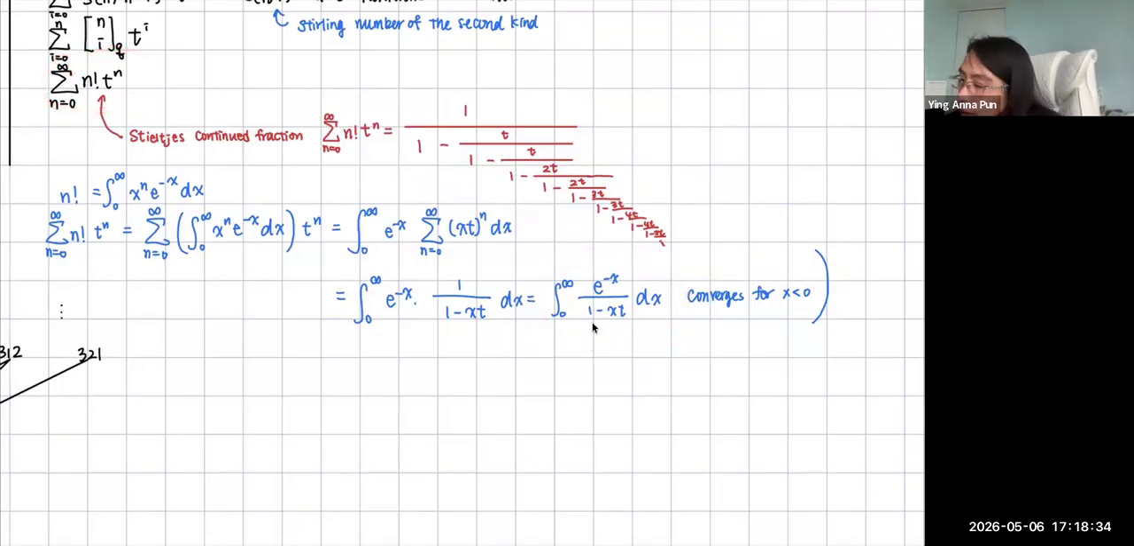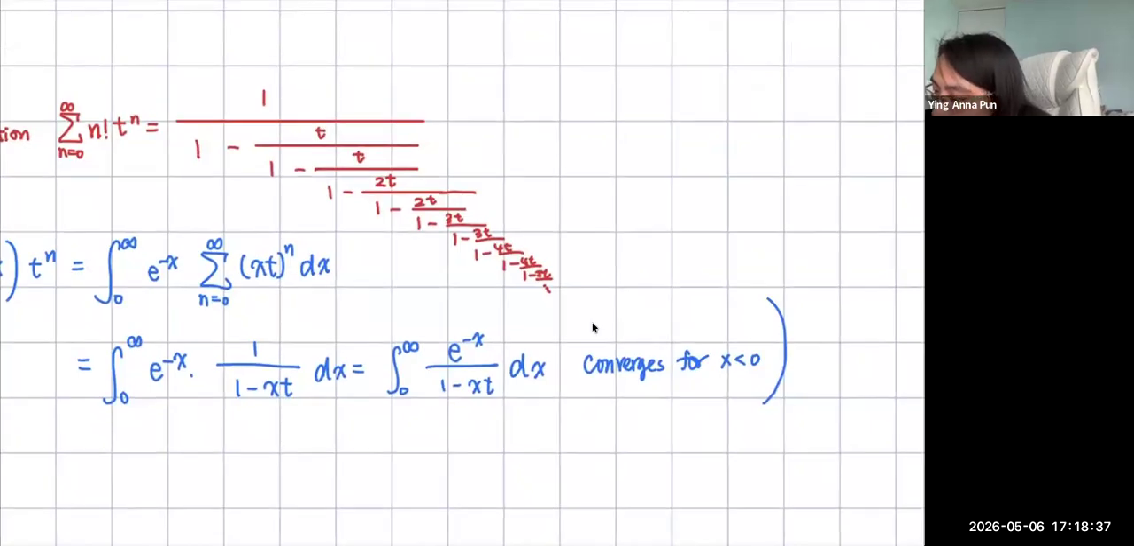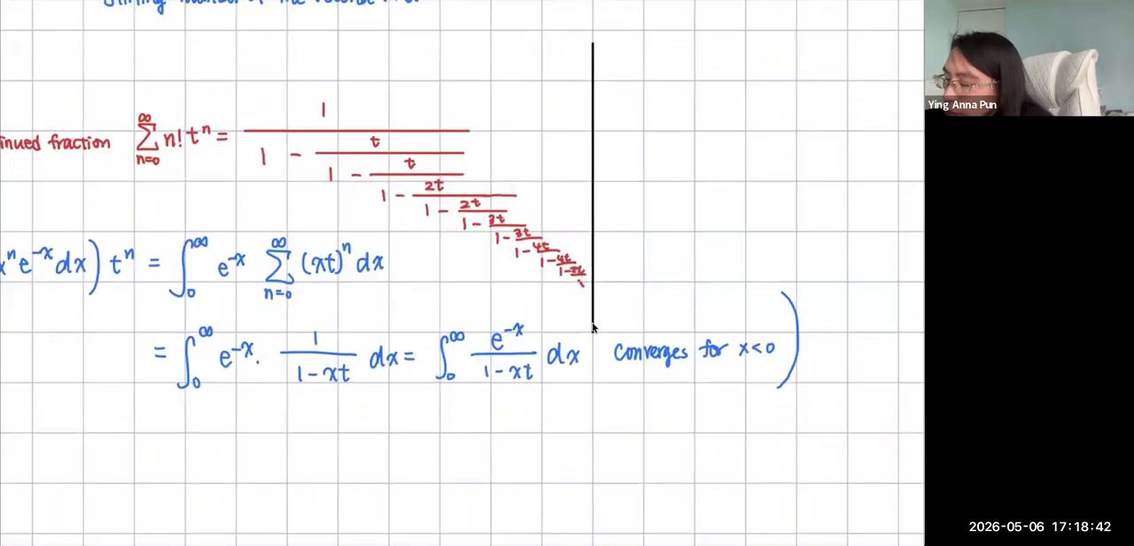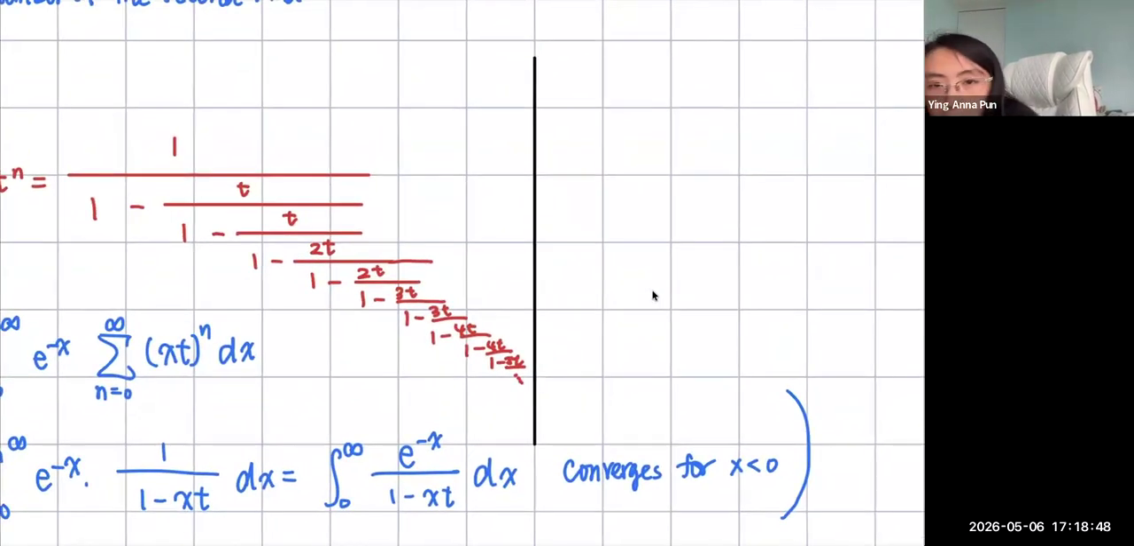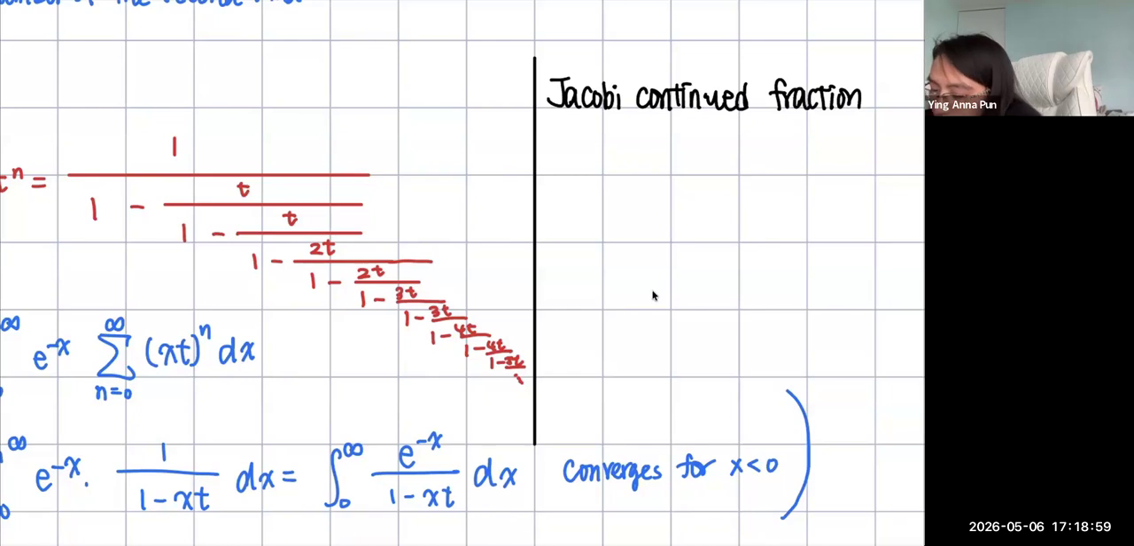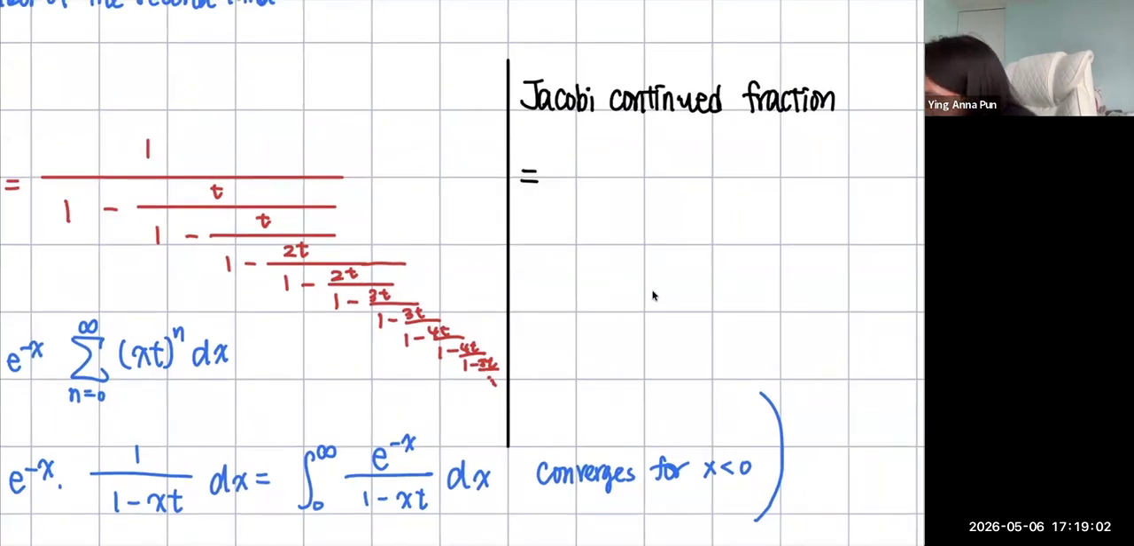Now this is not the only way. There's another way that actually writes another continued fraction, and it actually converges faster. And this guy is called the Jacobi continued fraction. So what is that? Well, instead of just 1 minus t, 2t, 2t, 3t, 3t, and so on, it's a little bit more complicated, but the pattern is also very nice. So it's going to be like this.